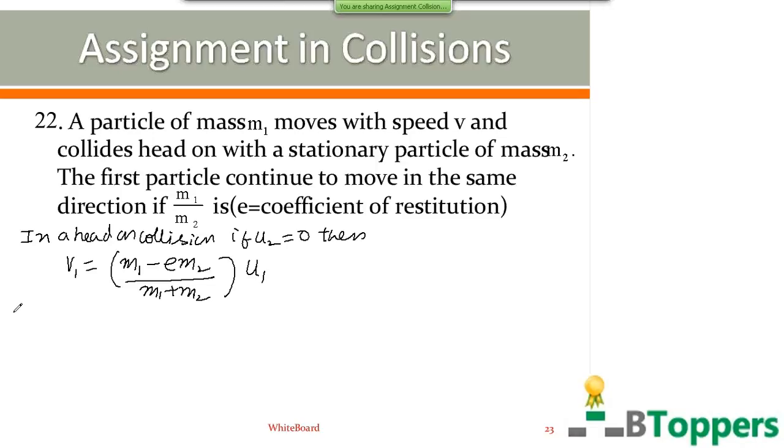So m1 continues to move in the same direction if m1 minus e m2 is positive. If u1 is positive and v1 also comes out positive after calculation, it means the first mass m1 continues to move in its original direction. In some problems, if you give a positive sign for u1, v1 may be negative. In that case, the first mass m1 moves back, opposite to its original direction, after collision. So if the first particle continues in the same direction, v1 is also positive, which means m1 minus e m2 must be positive.